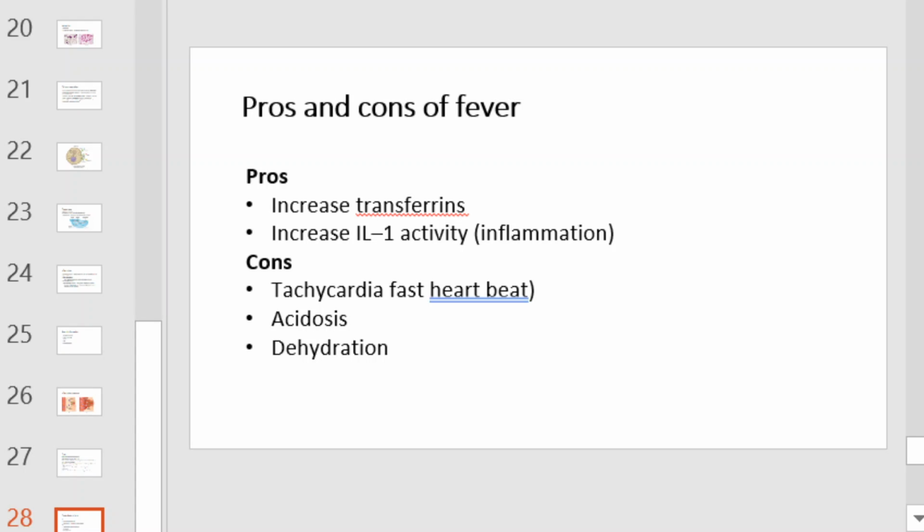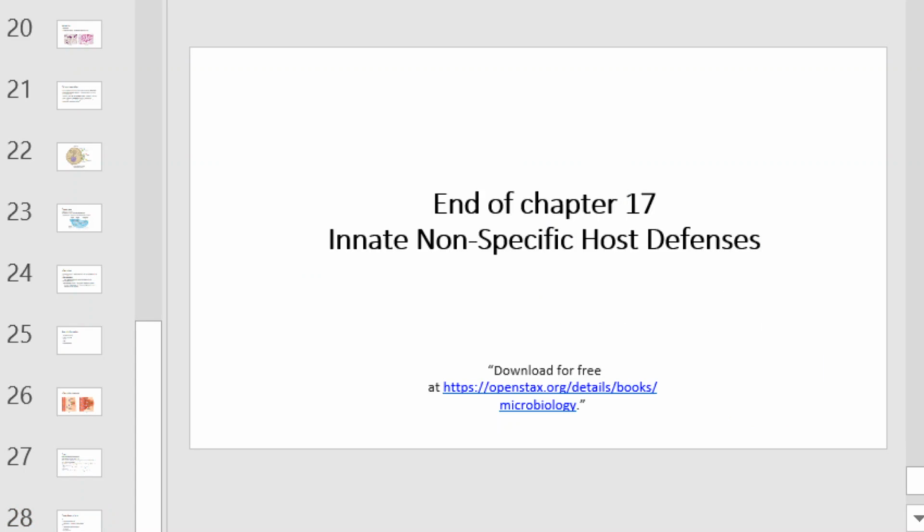Pros and cons of fever. The pros of fever is that it increases transferrins and it increases interleukin-1 activity or inflammation. The cons is that it can lead to tachycardia, acidosis, and dehydration. And this brings us to the end of Chapter 17, the innate, nonspecific host defenses.